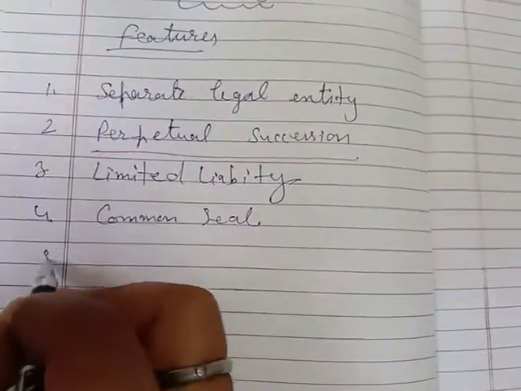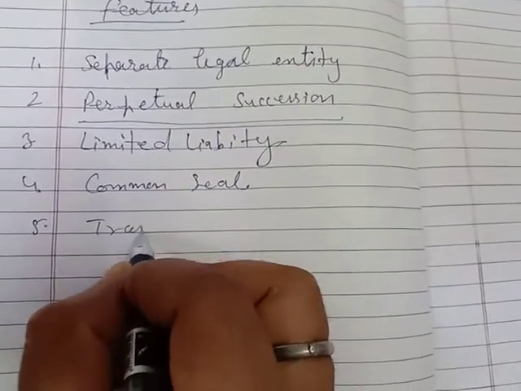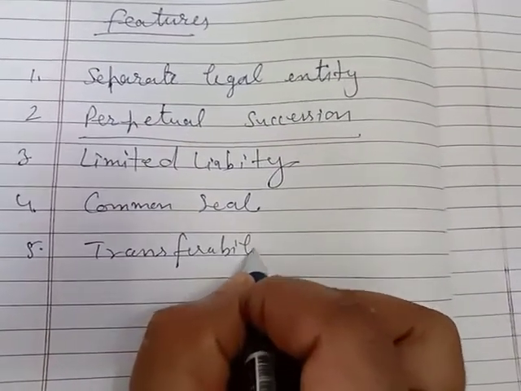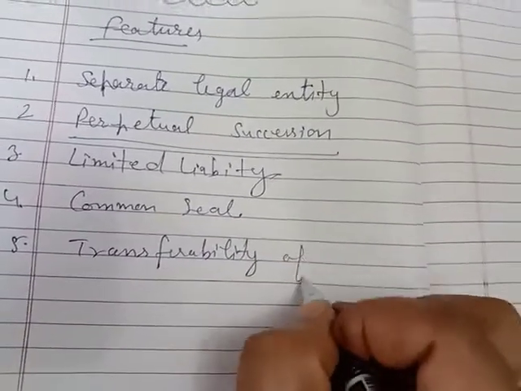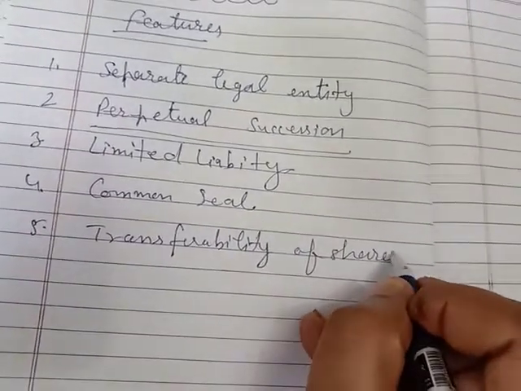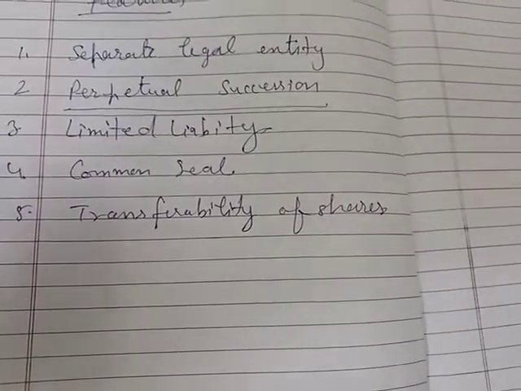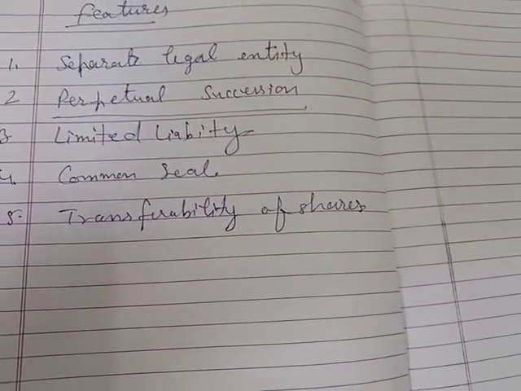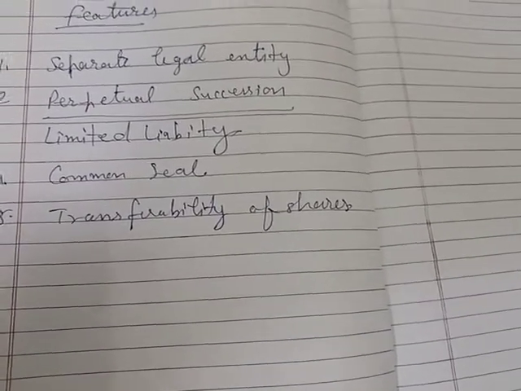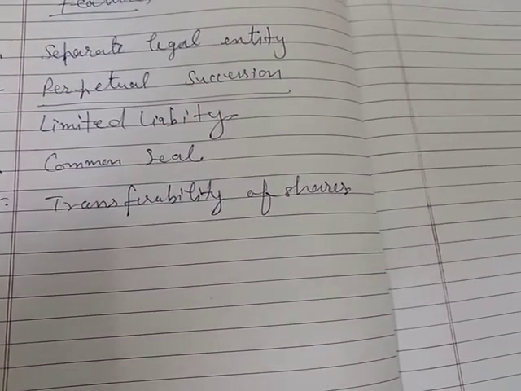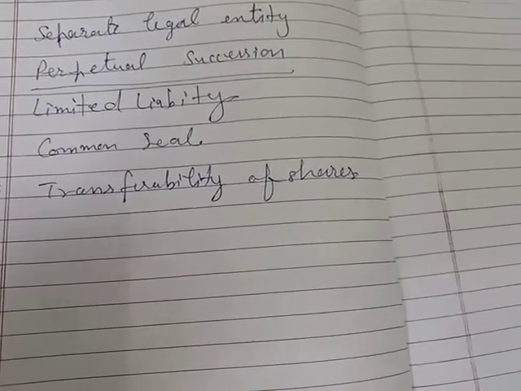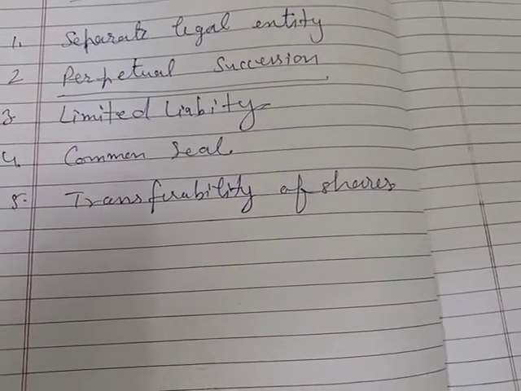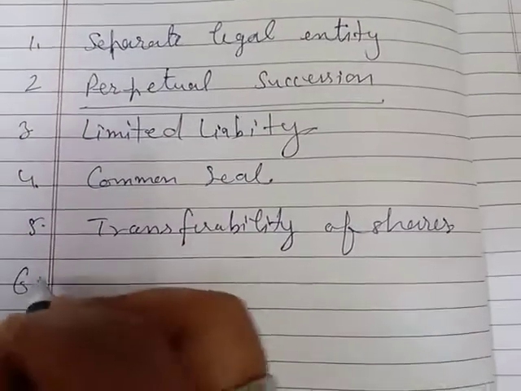Next, fifth point is transferability of shares. The members of the company can transfer their shares. The capital of the company is divided into parts called shares. These shares are freely transferable subject to certain conditions. And the last feature is separation of management from ownership.